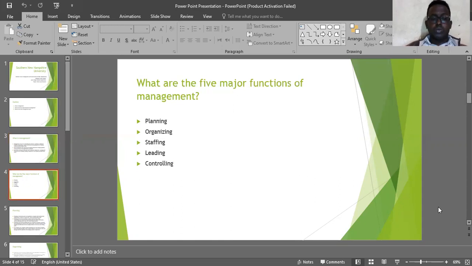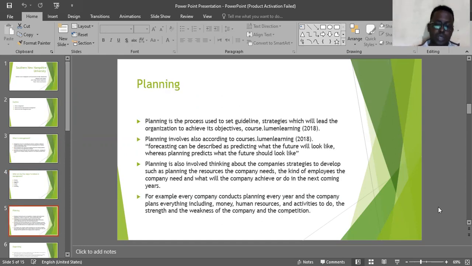Now the second outline is what are the five major functions of management. The first one is planning, then organizing, staffing, leading, as well as controlling. I will take you one by one to explain more about what each of these major functions of management is. So the first one is planning.